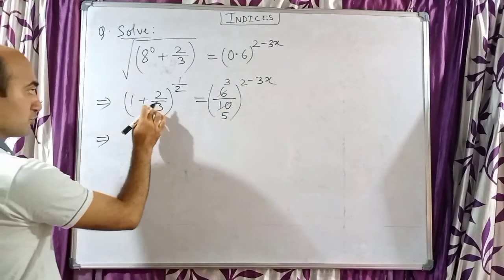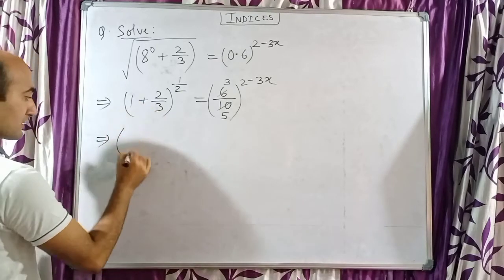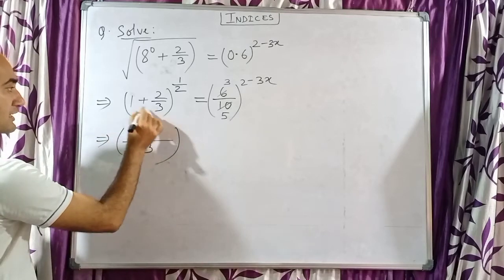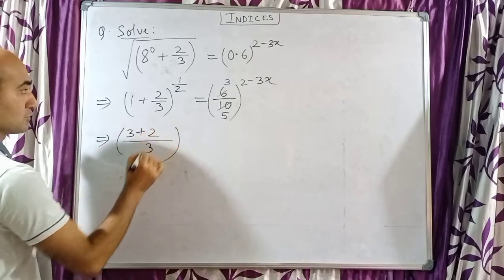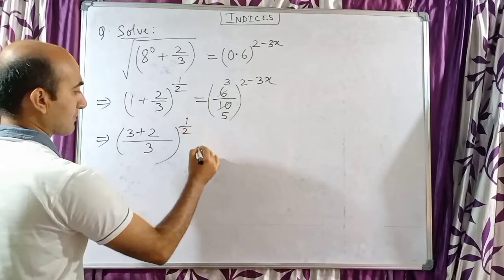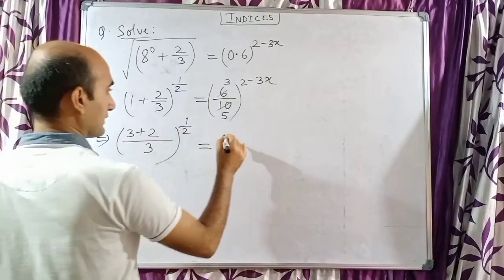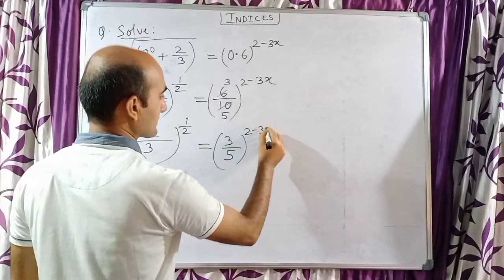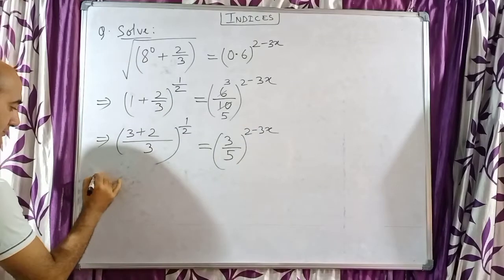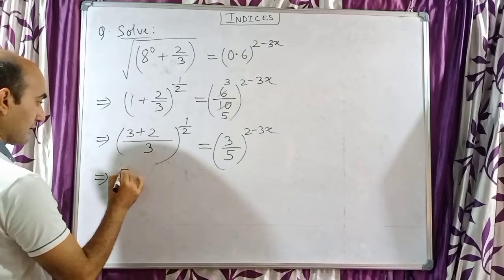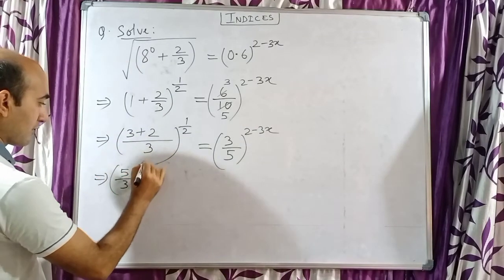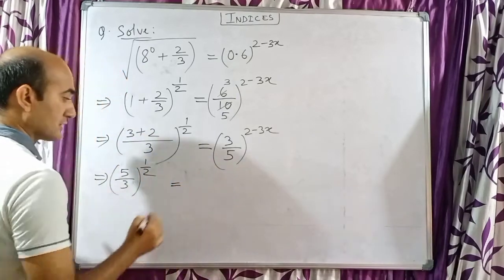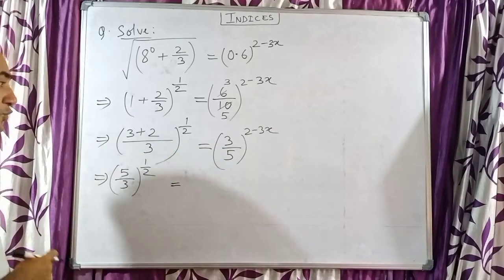Next, you do LCM here in the bracket portion. When you do LCM, 3 is the LCM. So our numerator part will be 3 ones are 3 plus 2, and our power is 1 by 2, equal to 3 by 5 to the power 2 minus 3x. Next, our result will be 5 by 3 to the power 1 by 2. 3 plus 2 is 5, and equal to, same you write.